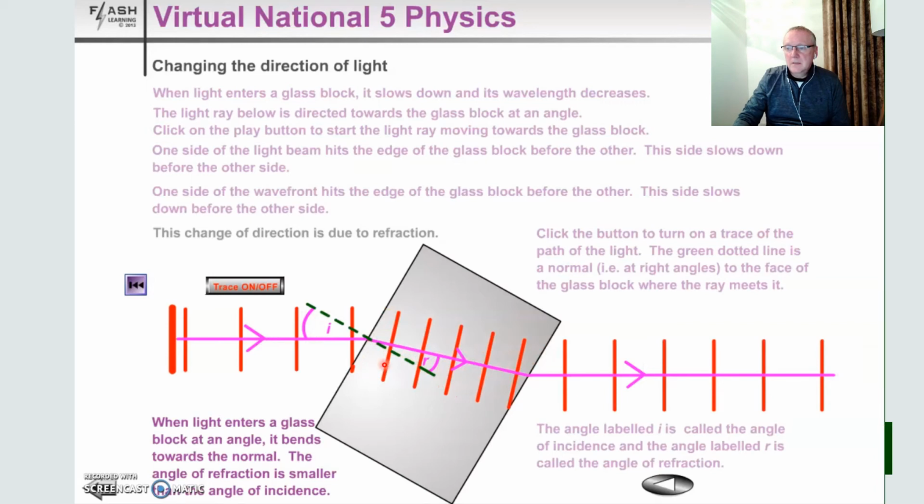So if this is the normal here, and there's your angle of incidence, there's the line, the light beam going into the glass block. And if there was no glass block there, it would carry on along here somewhere, but you can see it bends down towards that normal inside the glass block. That angle I is called the angle of incidence, and the angle R is called the angle of refraction.